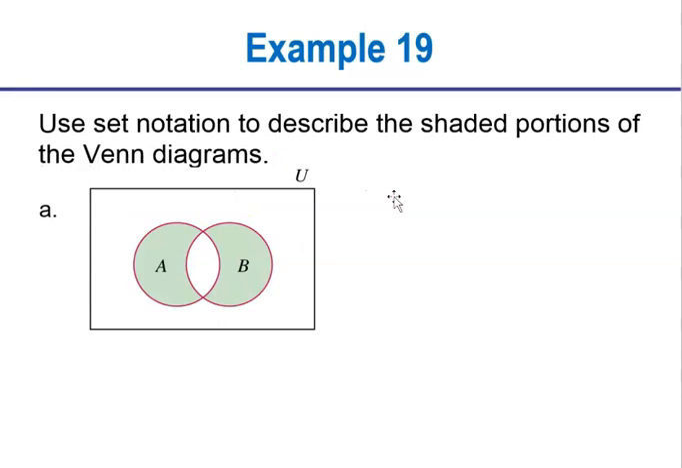It says use set notation to describe the shaded portions of the Venn diagram. So we want to try to describe what we have going on here. Now, what do you think about this? We're trying to use set notation to describe this. Notice what's shaded. This is the green area, the outside of A and the outside of B. It almost looks like A union B, but the middle part is not shaded. So how could we do that?